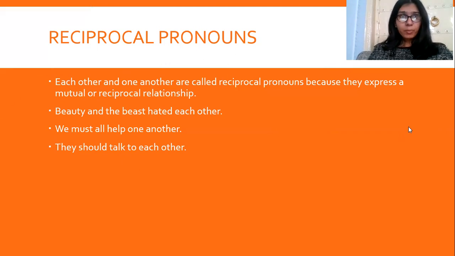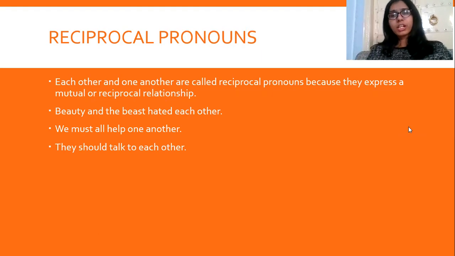Now we have reciprocal pronouns. Each other and one another are called reciprocal pronouns because they express a mutual or reciprocal relationship. Beauty and the Beast hated each other. That is, it's a reciprocal relationship. Both of them hate each other. We must all help one another. Again, reciprocal, a mutual relationship. They should talk to each other.